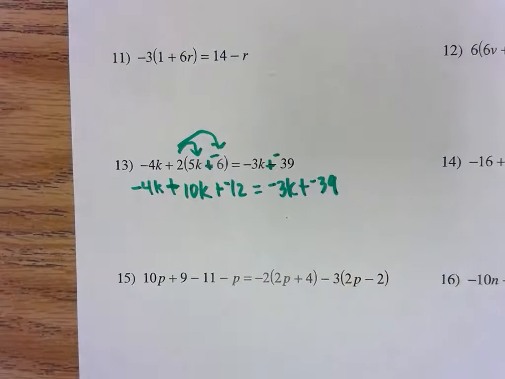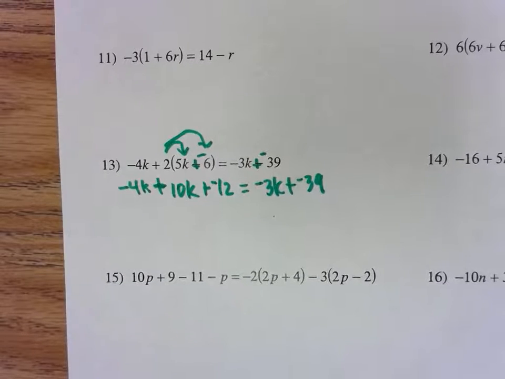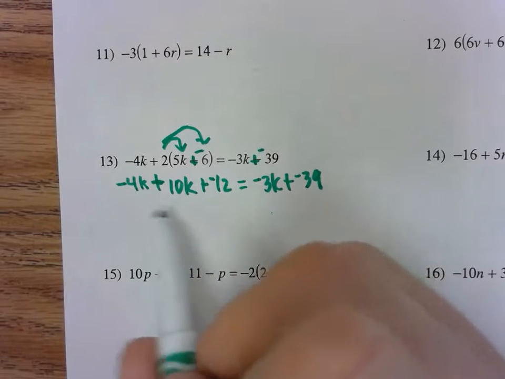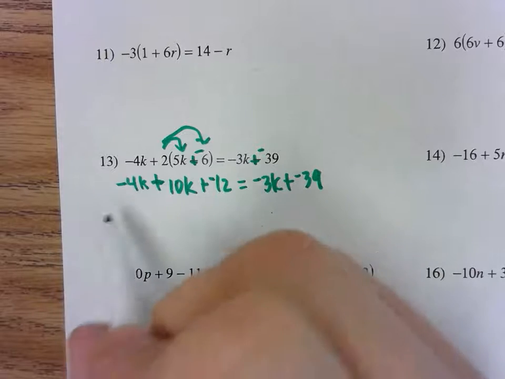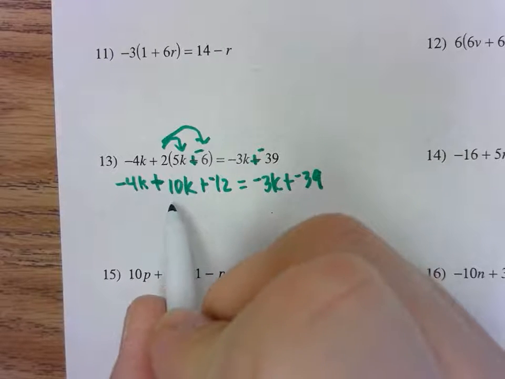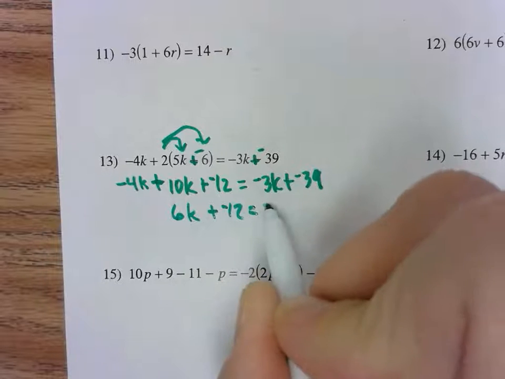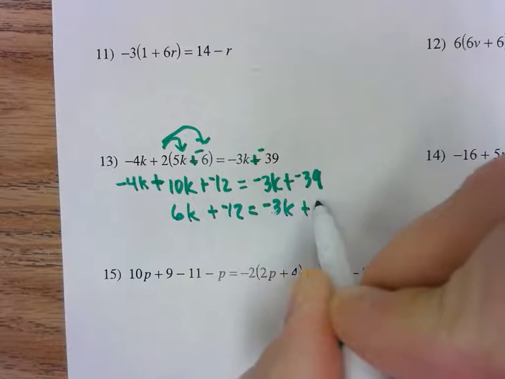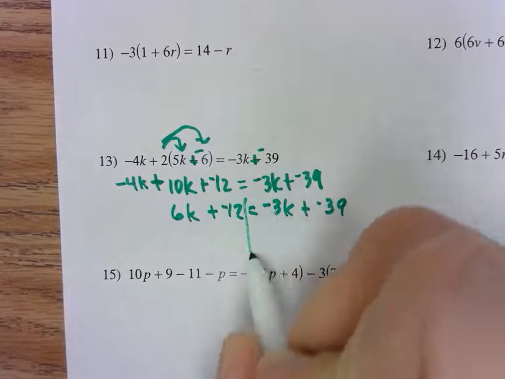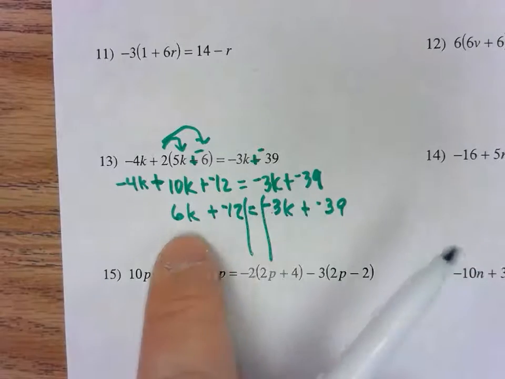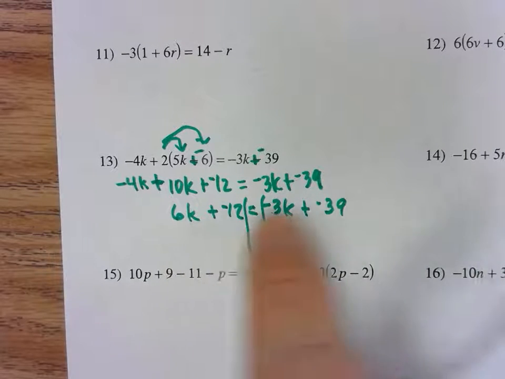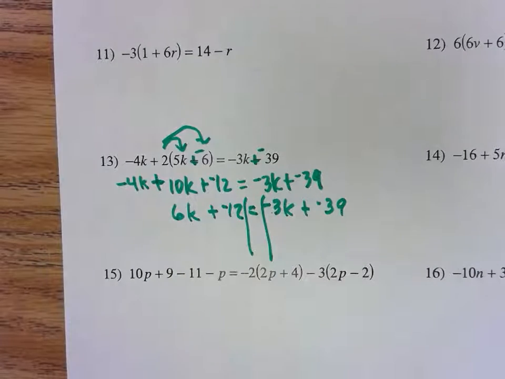All right, so these are called variables on both sides, and I need to do a whole separate lesson on this whole thing. But just for fun, if you're watching, okay, check it out. 4k plus 10k would give you 6k plus negative 12. Over here I got negative 3k plus negative 39. Now, you can see at the moment I've got k's on both sides. I've got constants on both sides. So what I've got to do is get all the constants on one side and all the variables on the other. So here's how it works.